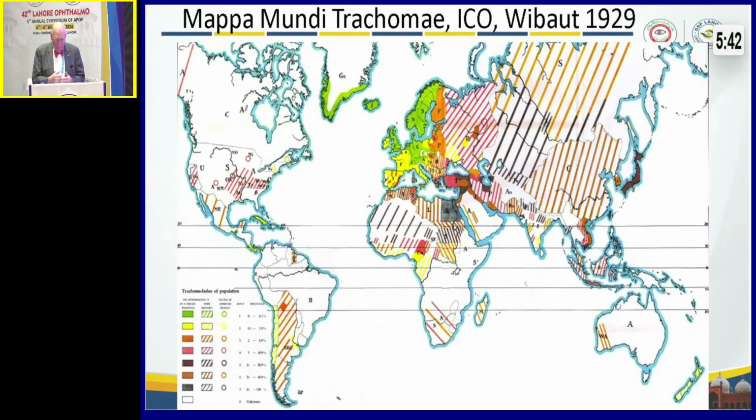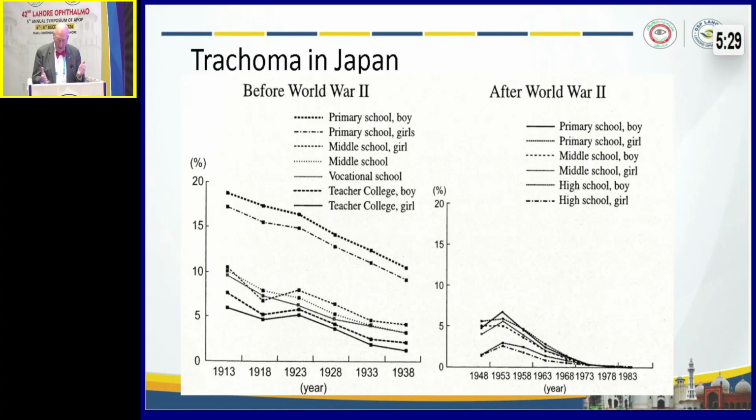And this is a map of trachoma from the International Council of Ophthalmology in 1929. You can see much of the world had trachoma at that time. But with development, and these are data from Japan, you can see progressively over a 70-year period the rates of trachoma were dropping as living conditions improved.